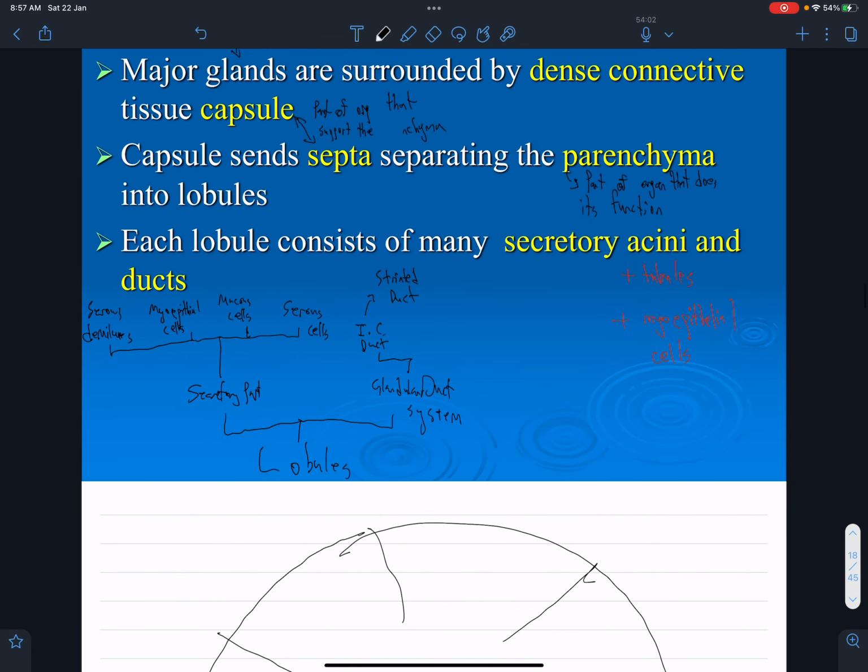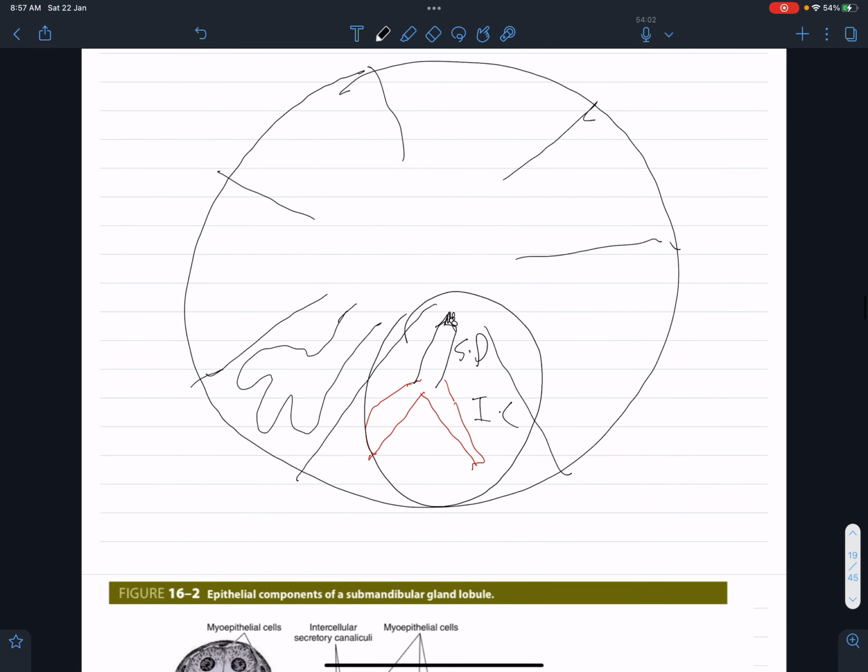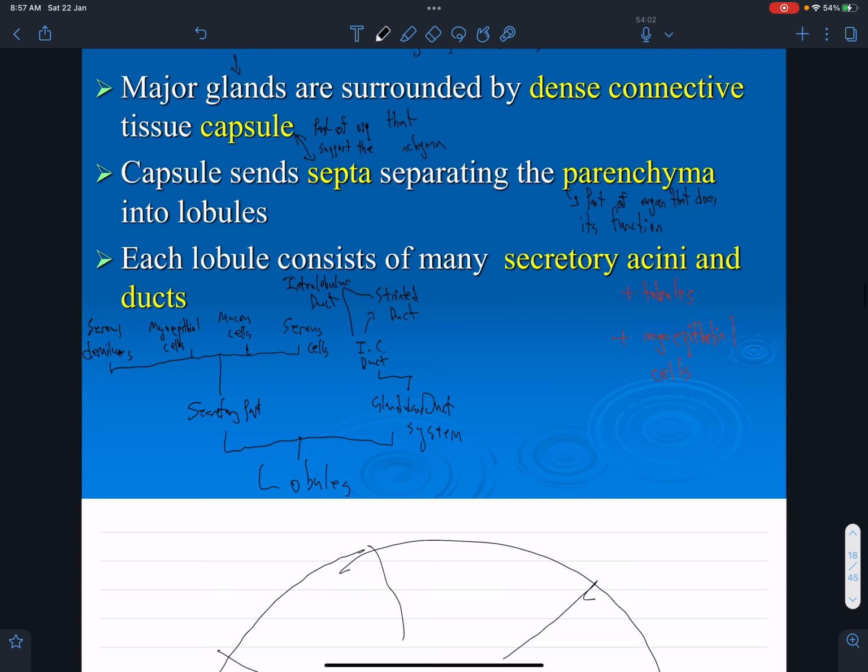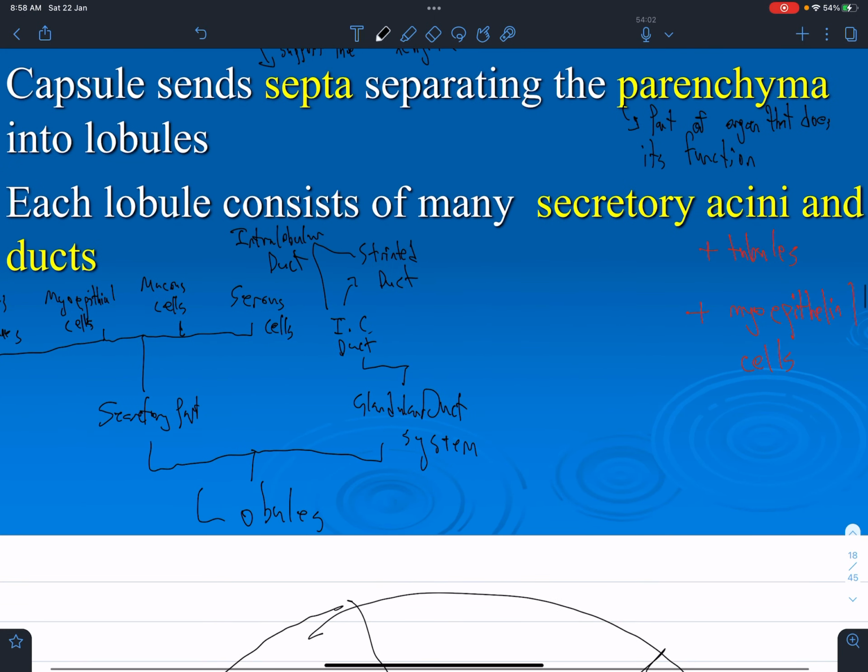What is it called again? Your intralobular duct. What is the meaning of intralobular duct? Meaning these ducts, like imagine these are your lobules, all right? These are lobules, meaning these ducts are present within the lobule. They come directly from the serous and mucous cells, but they're present within the lobules. Now these intralobular ducts are going to be draining into the next duct, okay? Which is called interlobular duct.